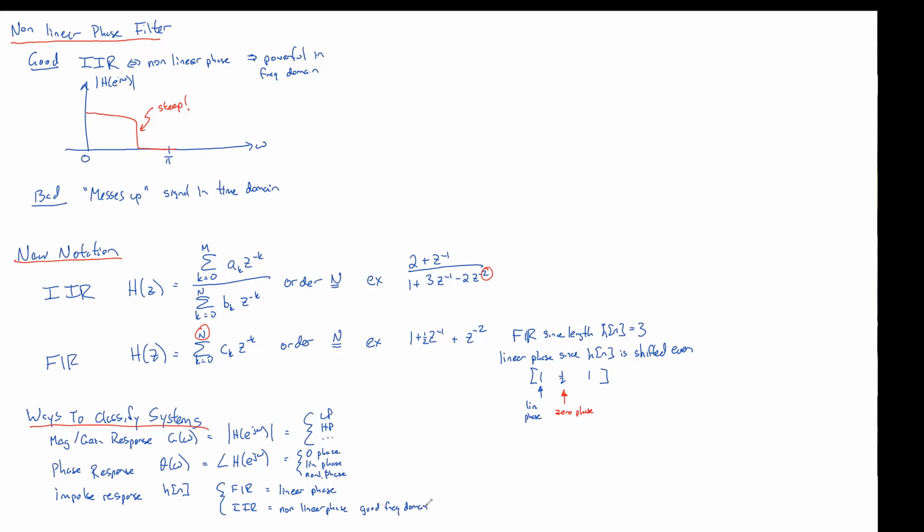So it's good in the frequency domain. We can make very sharp filters of low orders, but bad in the time domain. It screws up the morphology, we call it, of our signals. And linear phase is good in the time domain, does not screw up the morphology, but it's relatively bad in the frequency domain. You need a really high order FIR filter to have the same sharp cutoffs in frequency that you do for a nonlinear phase.